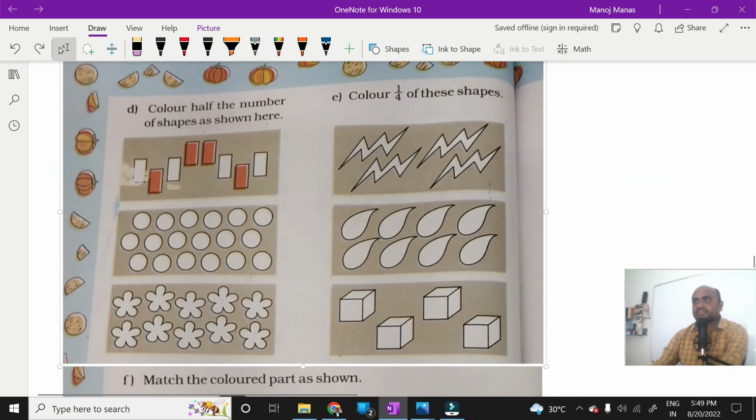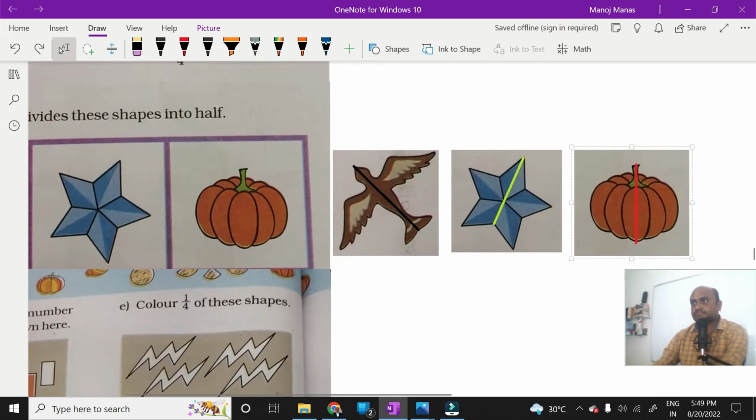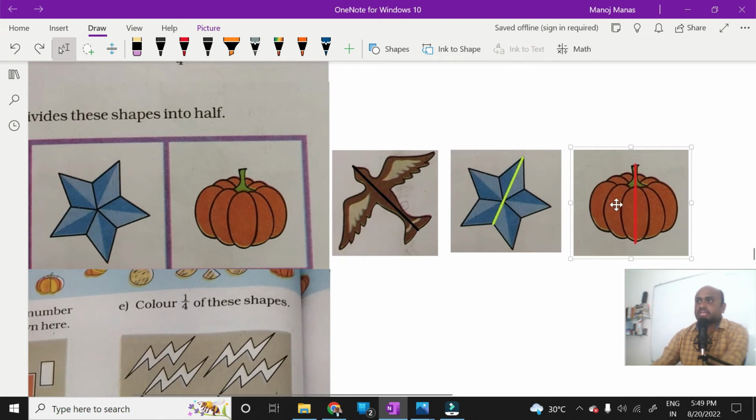Okay, so similarly I will be showing you the other one, the pumpkin. Where is the pumpkin? Here you can see the pumpkin. I have drawn a line from the stem to the bottom of that pumpkin. So this pumpkin has totally 9 parts. So 1, 2, 3, 4, here 1, 2, 3, 4. I have made it into exactly half, 4 and a half and 4 and a half.